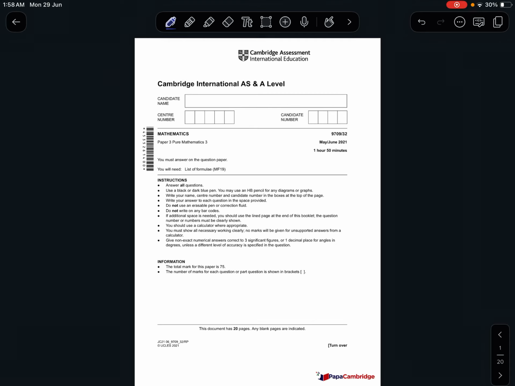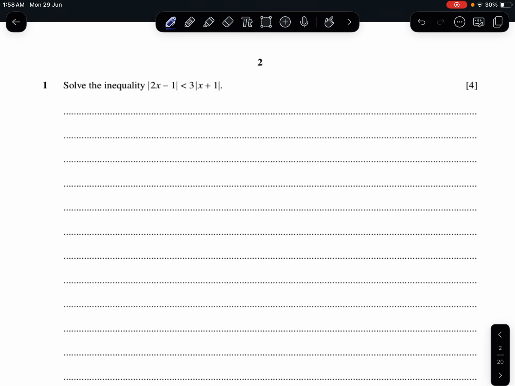Today we're going to be solving paper 3-2 of May-June 2021 for 9709 A-Level Maths. So let's check out the first question.